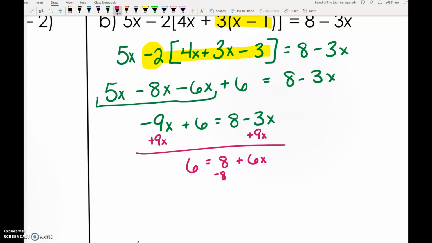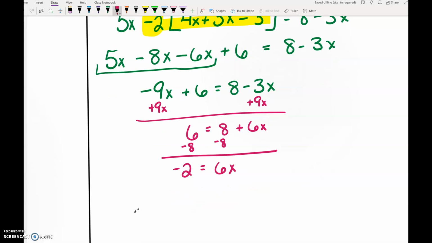We subtract 8 on both sides, or if you did it the other way, you would be subtracting 6 on both sides. And divide by 6 to get x equals -2/6. Is that something we can easily simplify? That's -1/3.